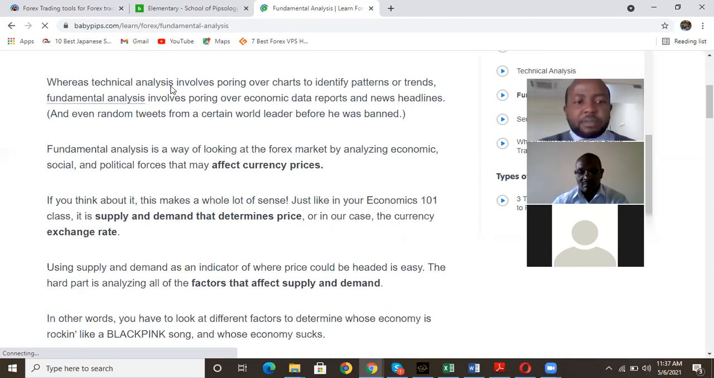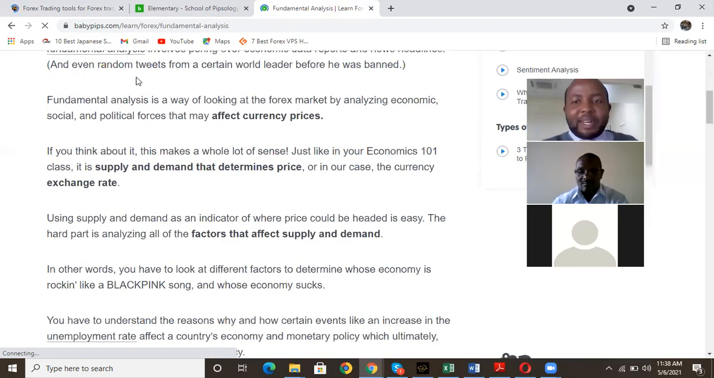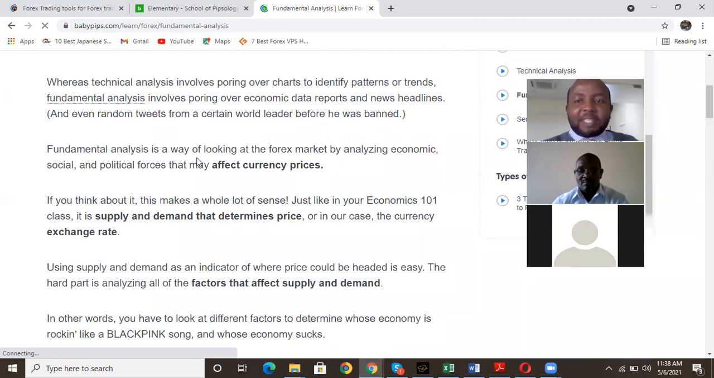Technical analysis involves poring over charts to identify patterns or trends. Fundamental involves poring over economic data reports. So all we are looking at in fundamental analysis is the economic data reports and news headlines, and even random tweets from a certain world leader before he was banned. You remember Trump was always tweeting and the market was everywhere. Anyway, fundamental analysis is a way of looking at the Forex market by analyzing economic, social, and political forces that may affect currency prices.